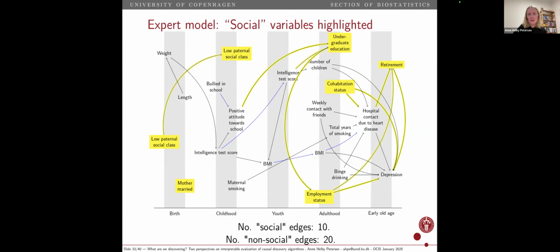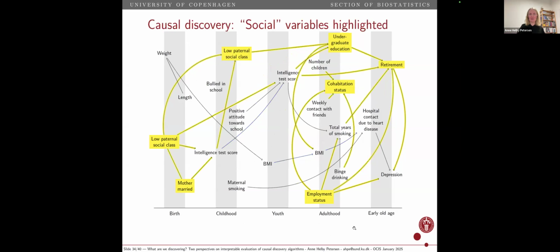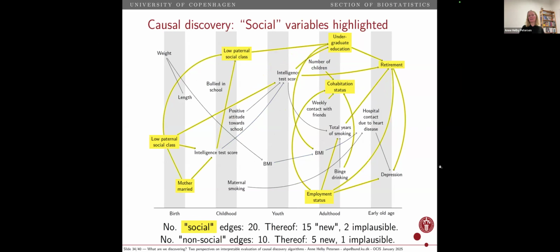And I can count here in the expert model how many social edges there are. There are 10. And how many non-social edges are there? There are 20. All right, let's do the same for the causal discovery procedure. We've marked all the edges going in and out of social variables, and you can see that there are a lot more of them in the causal discovery procedure. We find actually 20 social edges. 15 of them are new, so they were not proposed by the experts, and only 2 of those are implausible.